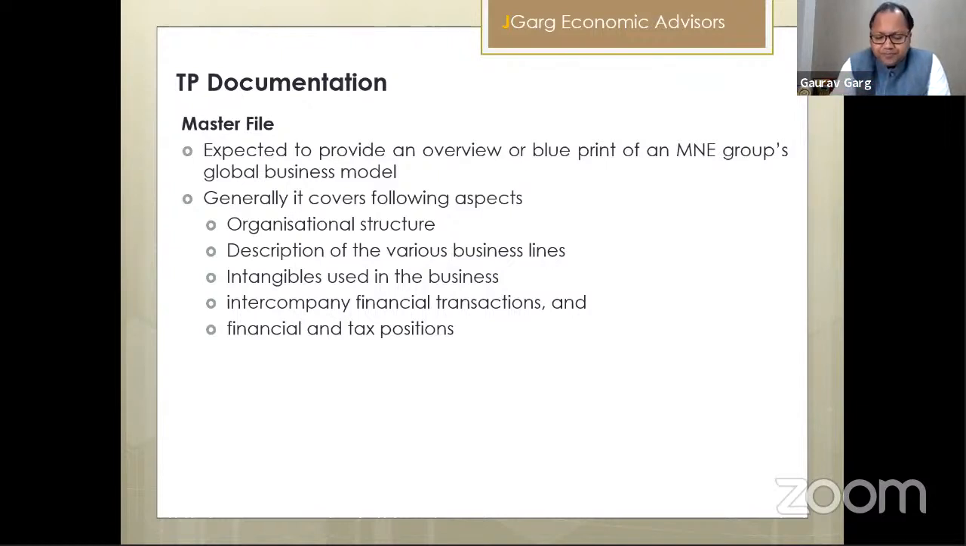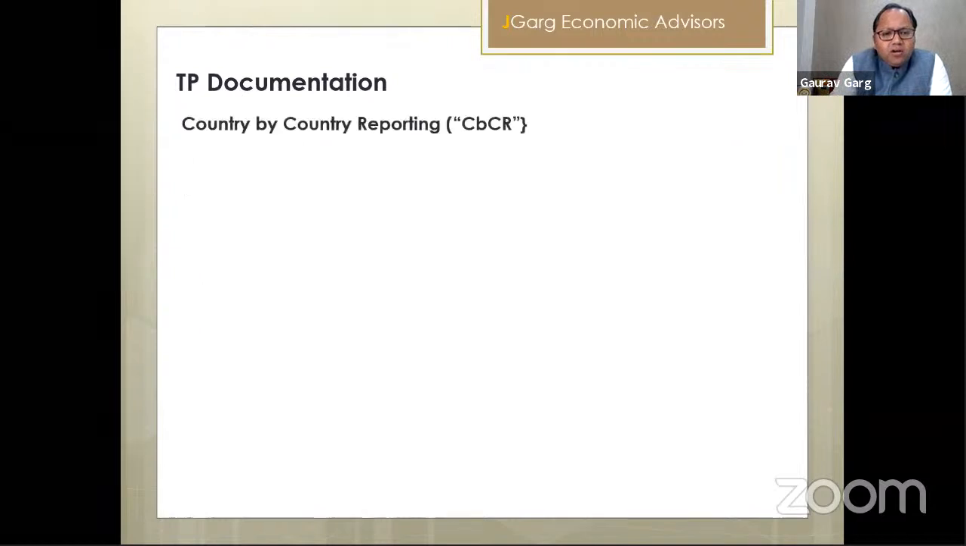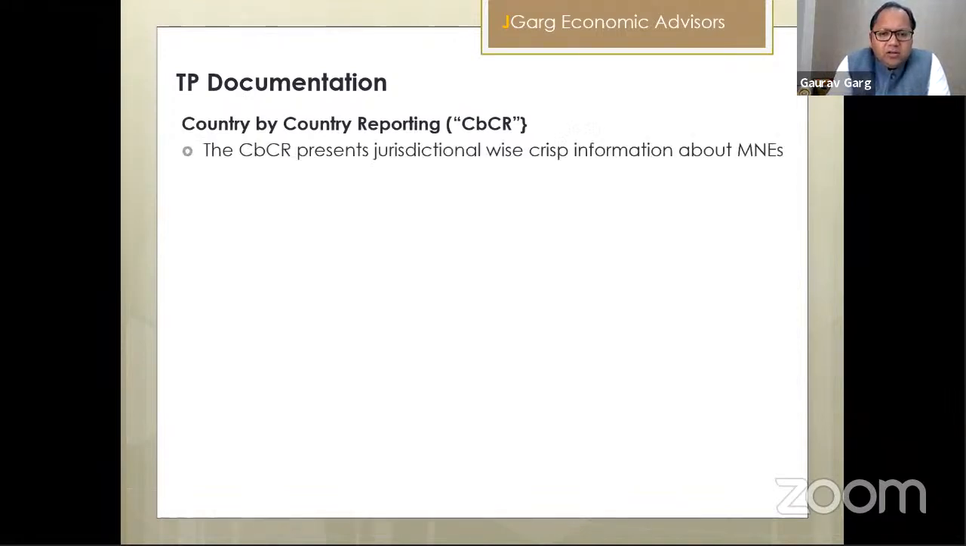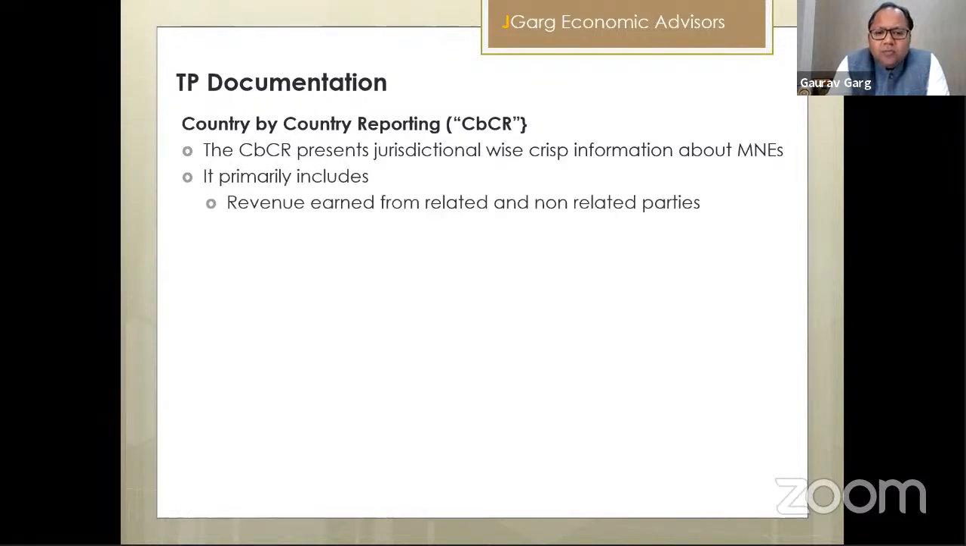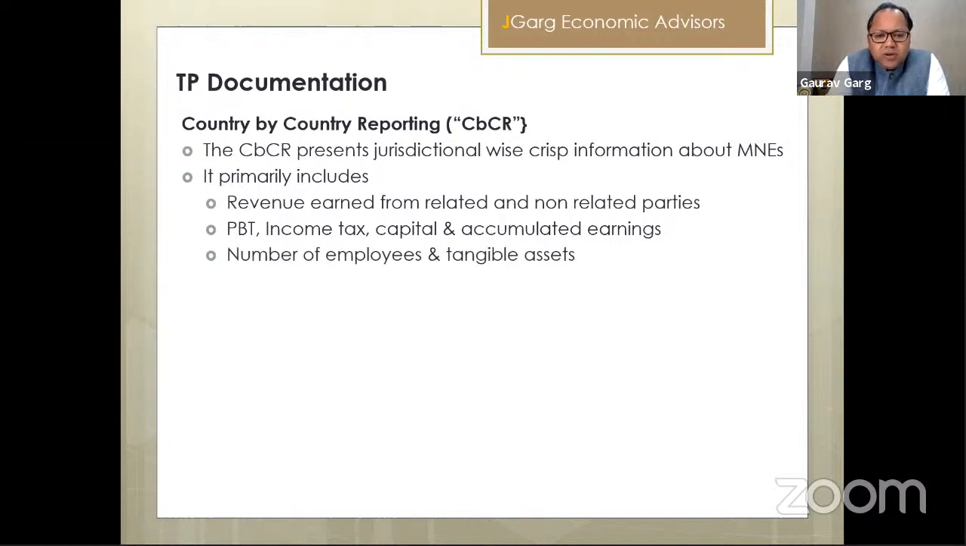And when the local entity is preparing the TP study, they need to keep in mind the position taken in the master file. Now, let me move on to country by country reporting, a very important provision, but applicable to not many companies. So basically, CBCR presents jurisdiction-wise crisp information about MNEs. It primarily includes revenue earned from related and non-related parties, profitability, income tax, capital and accumulated earnings, number of employees and tangible assets, and main business activity of various constituent entities of the group.